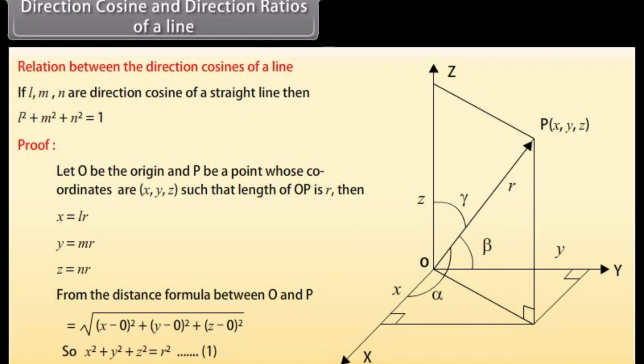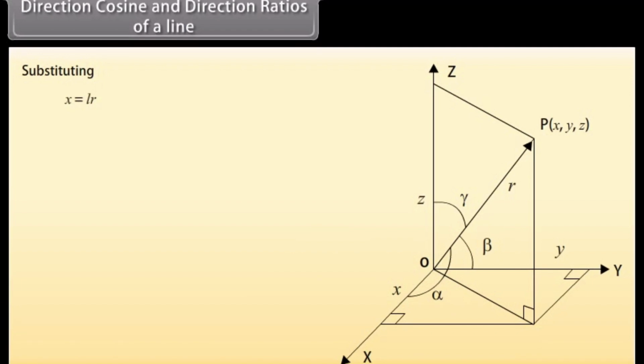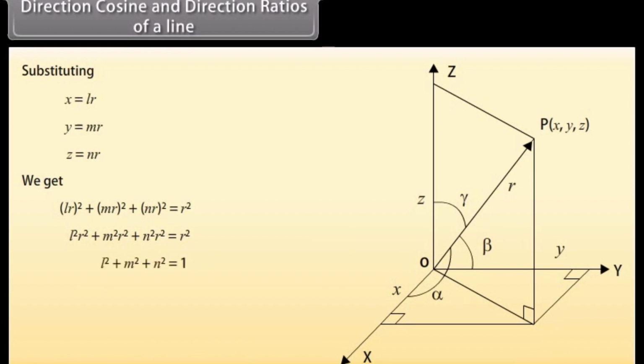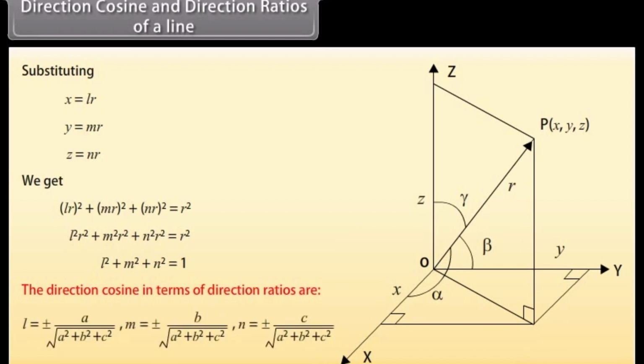So x square plus y square plus z square equals r square, name it as 1. Substituting x equals Lr, y equals Mr, z equals Nr, we get Lr square plus Mr square plus Nr square equals r square. L square r square plus M square r square plus N square r square equals r square. L square plus M square plus N square equals 1. The direction cosines in terms of direction ratios are L equals plus minus A upon square root of A square plus B square plus C square, M equals plus minus B upon square root of A square plus B square plus C square, N equals plus minus C upon square root of A square plus B square plus C square.